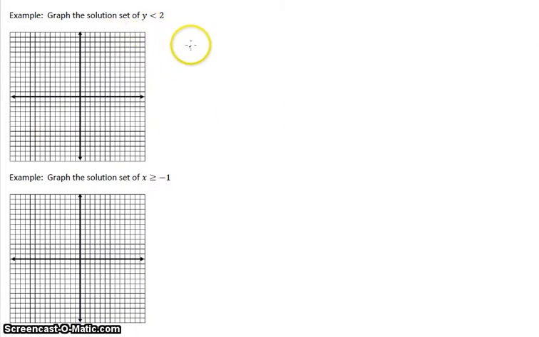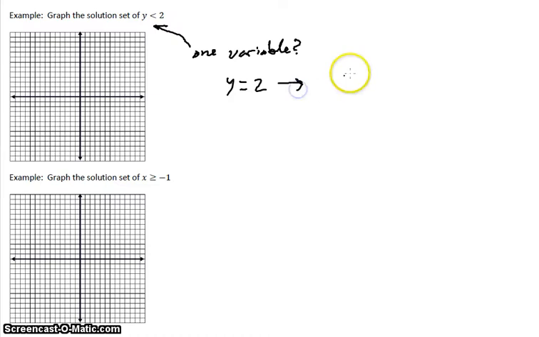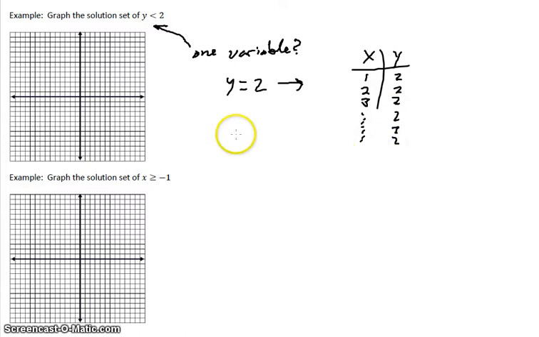Now we're going to run into something different because there's only one variable. So how do you graph something that only has one variable in it? Well, if it was just y equals 2, then anytime I drew up a table, any x that I picked, it didn't matter, y would always be 2. So this is a horizontal line, and it hits the axis at 2.